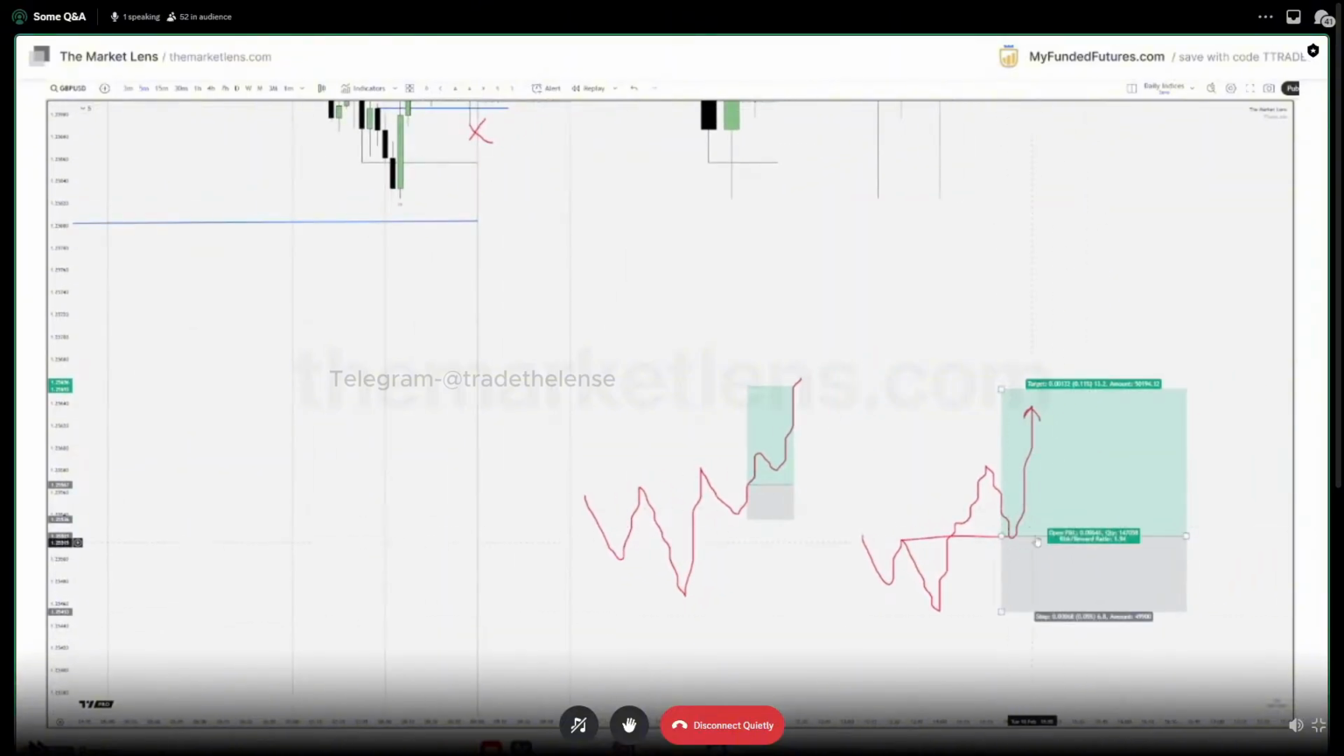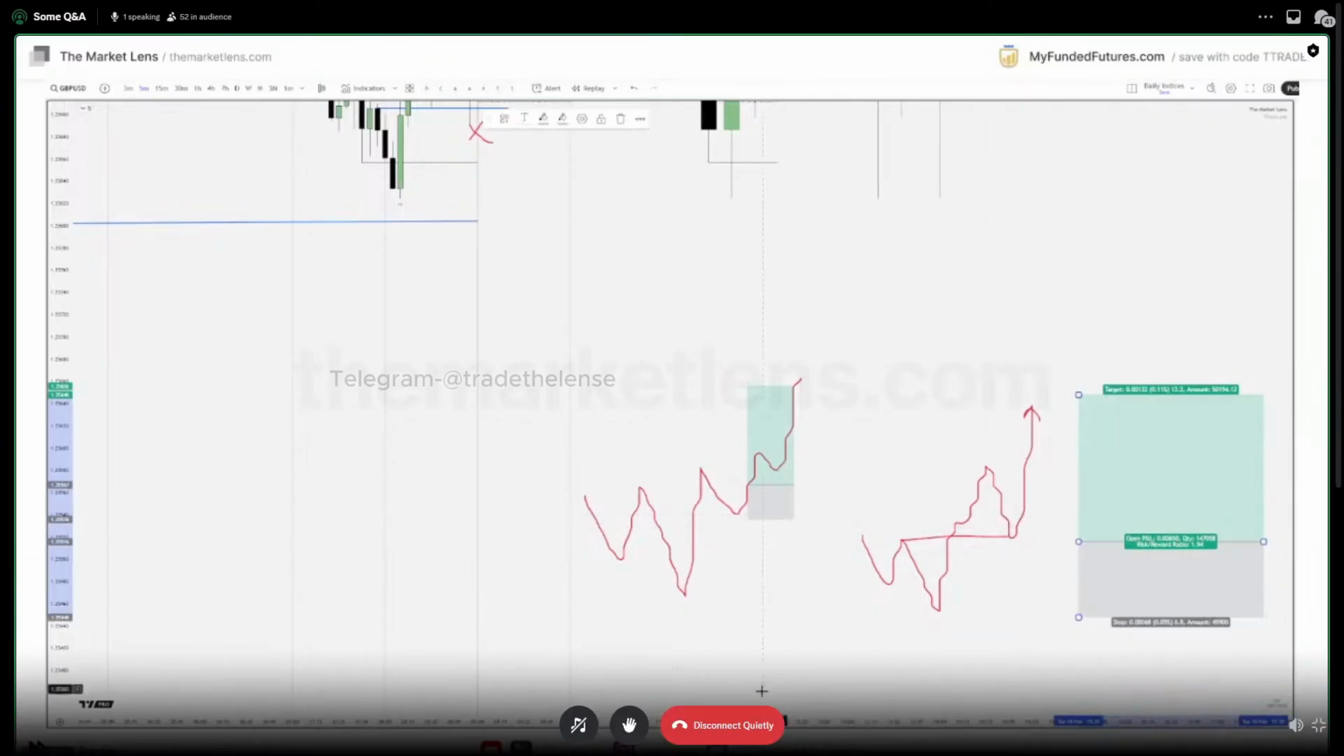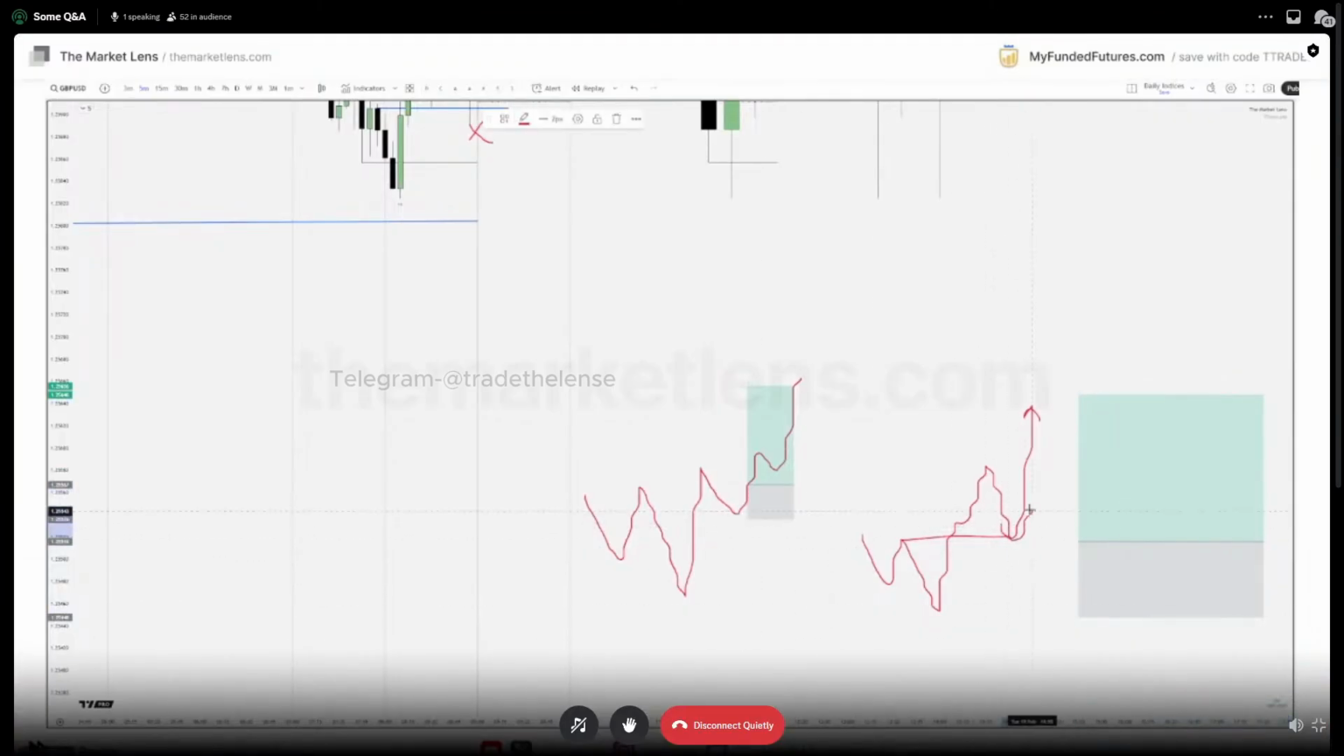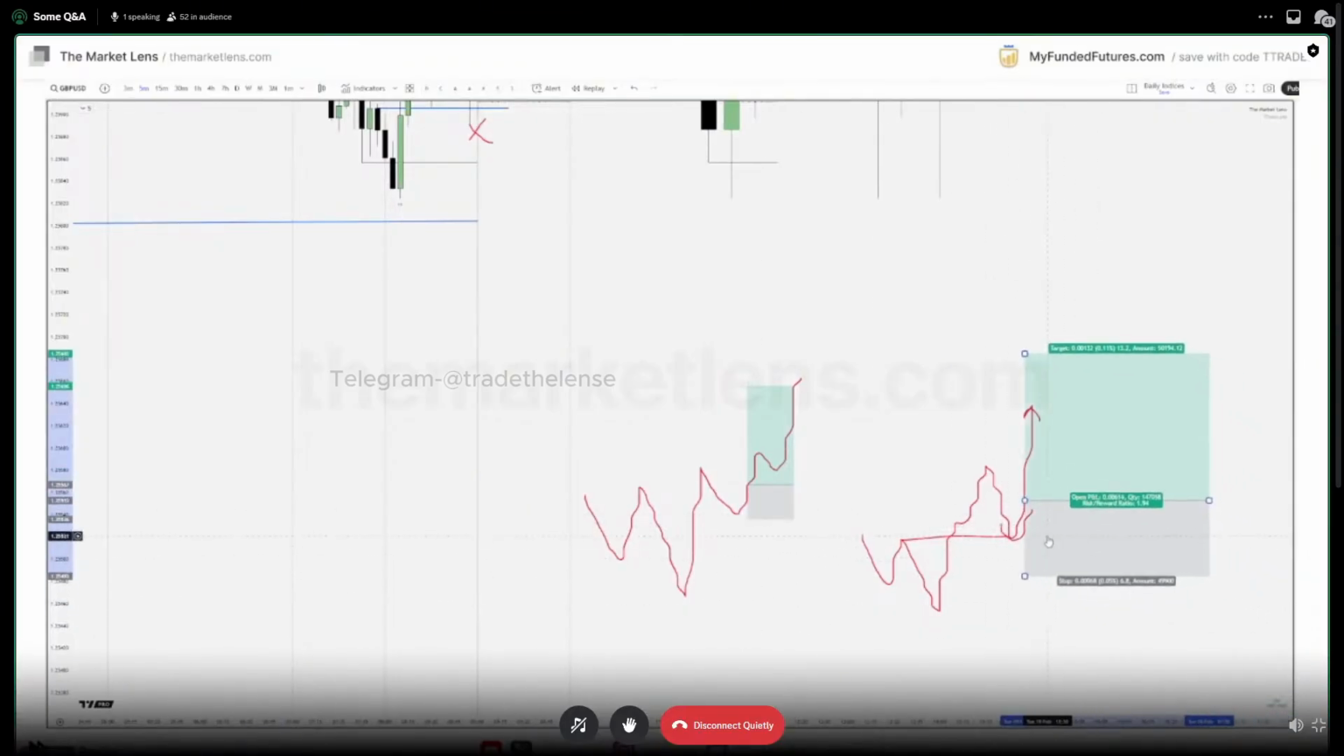So for me, my mindset is, okay, if I'm already trying to get long here, why don't I just let this low form? Okay, the low forms. Now I can trade it while it's already going that way, put my stop on that low. You know what I mean?